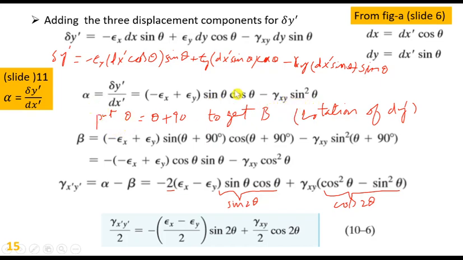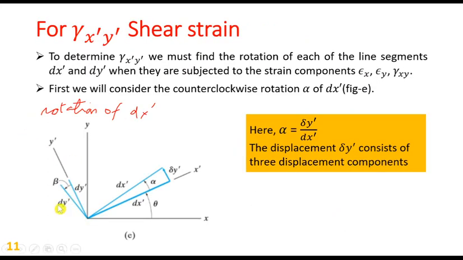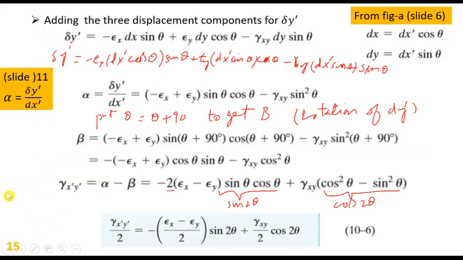When we put in this equation theta equal to theta plus 90, we will get beta, as I have discussed at this slide. So if you put theta plus 90, you will get beta instead of alpha. So putting theta equal to theta plus 90 to get beta, which is the rotation of dy prime, beta will become the same, but instead of sin theta it is sin theta plus 90, instead of cos theta it is cos theta plus 90, minus gamma xy into sin square of theta plus 90. After simplification, this is cos, this is sin, and this is cos. By having trigonometric relations, sin theta plus 90 will become cos theta. So this will be this one.